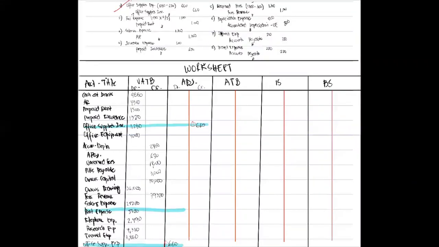So, rent expense, dagdagan daw natin ng 1,000. Tapos, yung prepaid rent, babawasan. Naka-credit siya, di ba? So, you place on the credit of prepaid rent, 1,000. Okay. So, that is key number 2.